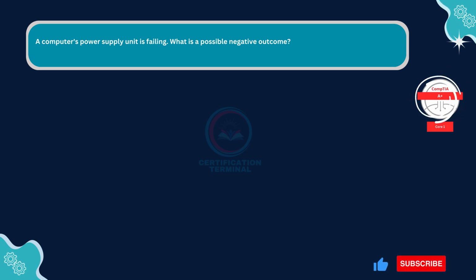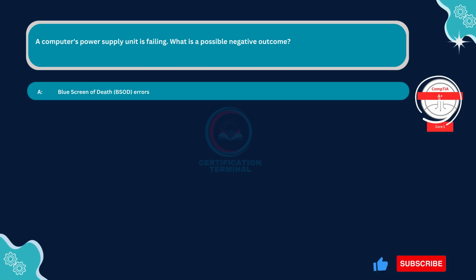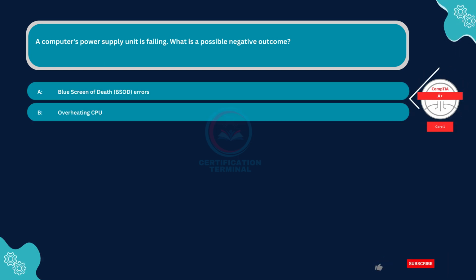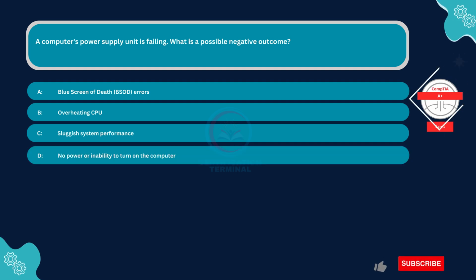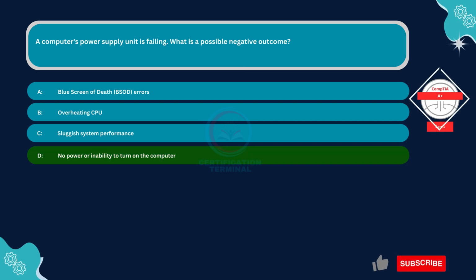Next question. A computer's power supply unit is failing. What is a possible negative outcome? Option A, blue screen of death errors. Option B, overheating CPU. Option C, sluggish system performance. Option D, no power or inability to turn on the computer. The correct answer is Option D, no power or inability to turn on the computer.